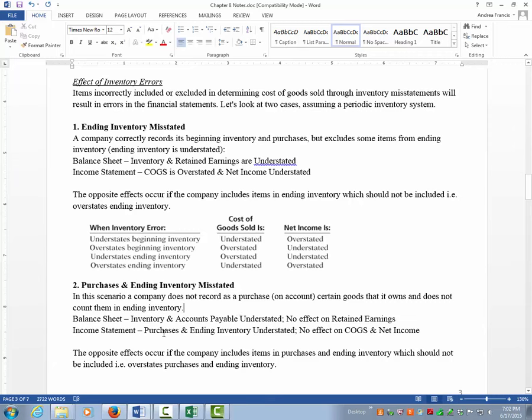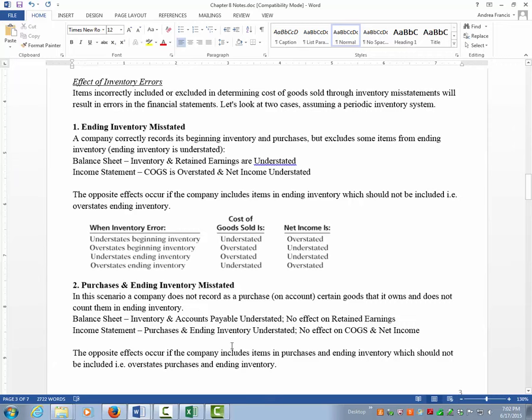And then for the income statement, both purchases and ending inventory are understated, which means that the mistakes cancel each other out, so there's no impact on cost of goods sold and net income. What that means is because we didn't include something in purchases, it was like it wasn't available to be sold, and it wasn't included in ending inventory, so there really is no impact. That's why there's also no effect on retained earnings. And of course, the opposite is true if we had to overstate purchases or overstate ending inventory.